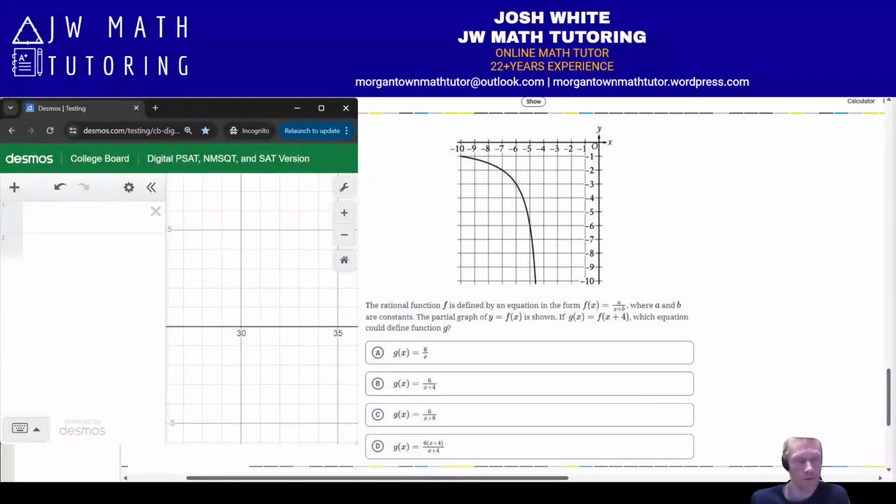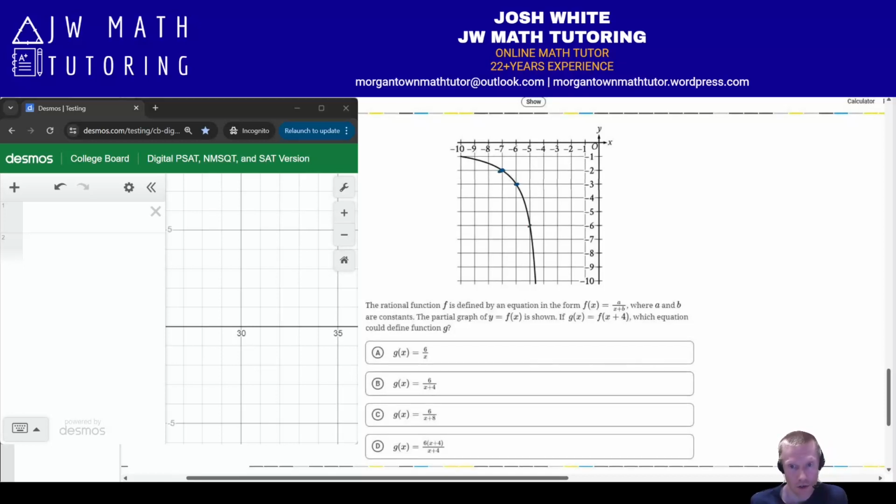Okay, here we have a problem from practice test 4, module 2B, the harder of the 2 second modules. This is question number 18, and this deals with doing basically regression on a rational function. So this graph is of a function f. Then they take f and do a shift or translation on it, and they form g. They want to know what the equation is that matches g here. So we can actually do this entire thing in Desmos, and here's how.